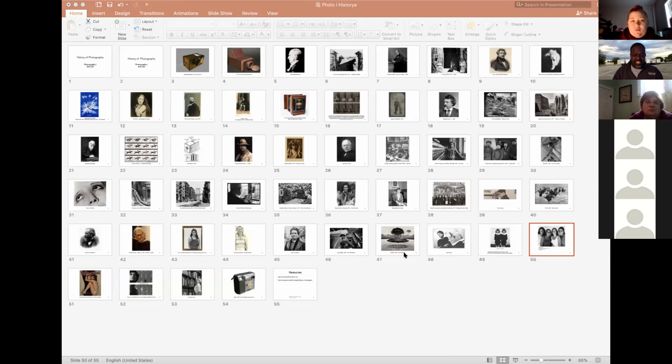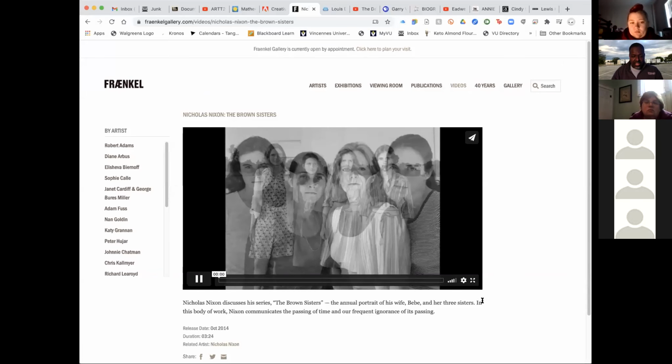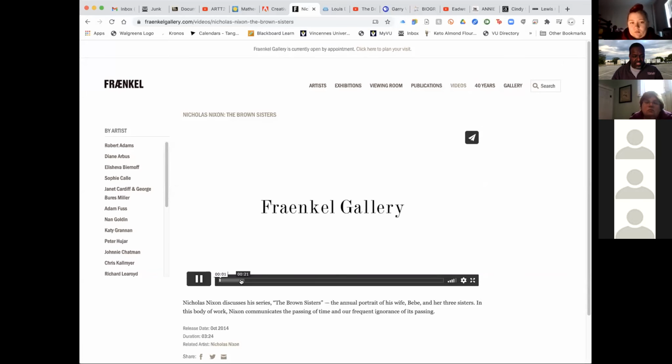Nicholas Nixon is the photographer who did them, and they're called the Brown Sisters. The lady in the white, the third lady over, is his wife. And the other people in the image are his sisters, or her sisters. And this is a short interview from him about this work.